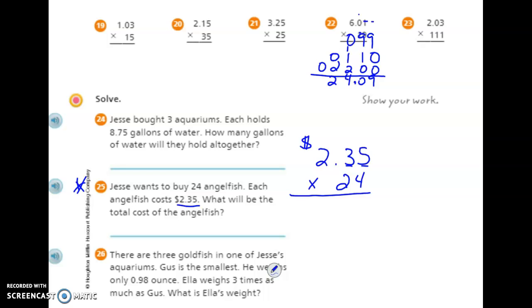All right, get started on your math homework. Try to get 75% accuracy. If you don't, go back and see if you can figure out where you went wrong. If you can't figure it out, ask a mom, ask a dad, an older brother or sister, grandma, grandpa, somebody that can help you. Good luck.